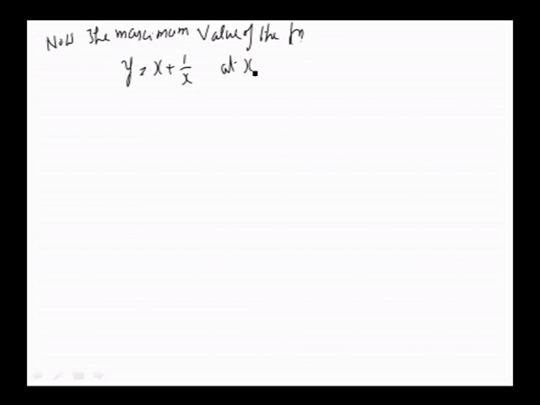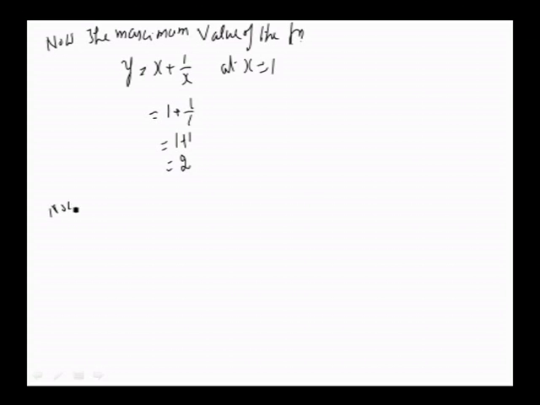Now, the maximum value of the function y is equal to x plus 1 over x at x is equal to 1. So this is 1 plus 1 over 1, this is equal to 1 plus 1, that is equal to 2.